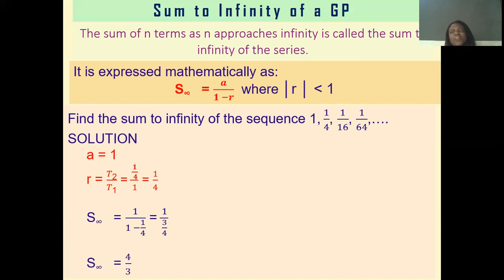So when you hear sum to infinity, just think about the fact that you are finding the sum of n terms as the terms approach infinity. You know the meaning of infinity, something that keeps going on and on. You know that concept where in mathematics we say it's endless. All right, so let's move on.